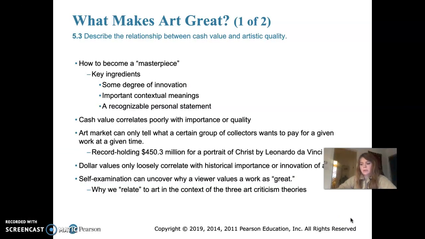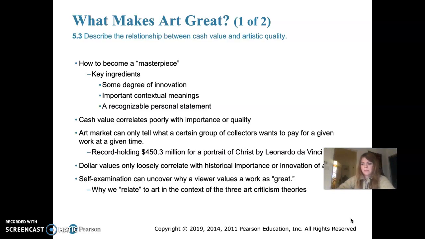So cash value does not necessarily mean much in the art world. It does not determine the quality or importance of an artwork. So just because an artwork is expensive does not mean it's better than another piece that is less expensive. There was actually a portrait of Christ by Leonardo da Vinci that sold for 450 million, but art historians found a lot of invasive restorations and overpaintings on that piece.